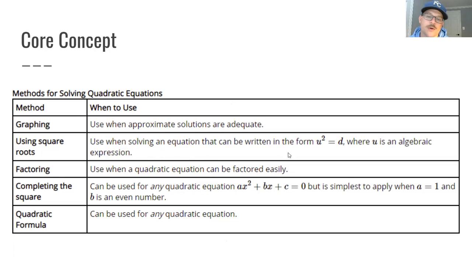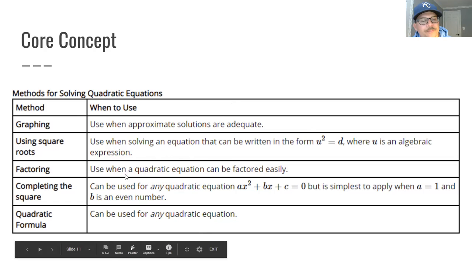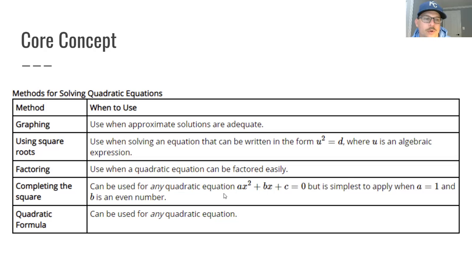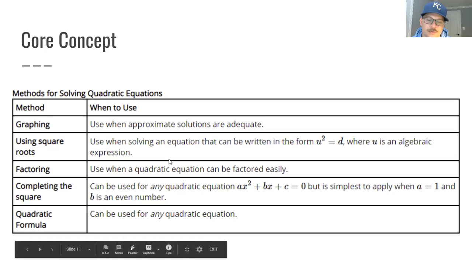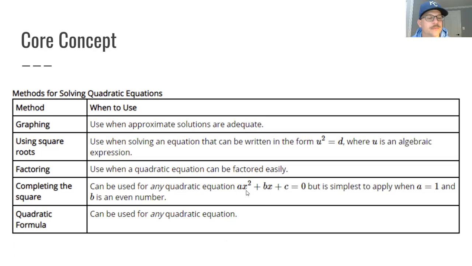Factoring is always one that I like to check first if it's written in standard form. You try and find two numbers that multiply together to get A times C, and that add up to equal your B term. And factoring is best when you're getting somewhat easy solutions, whole numbers or decently small fractions.